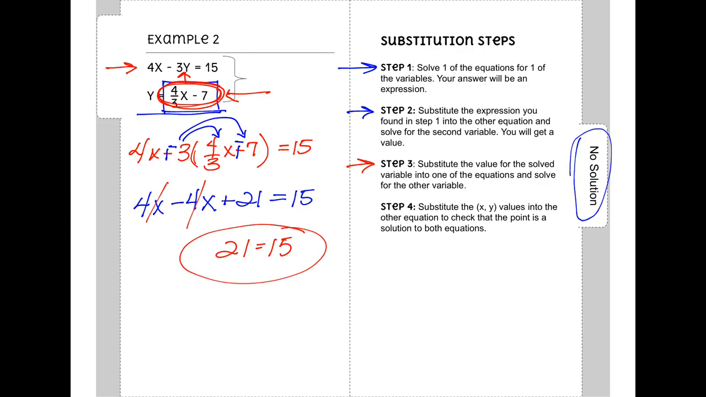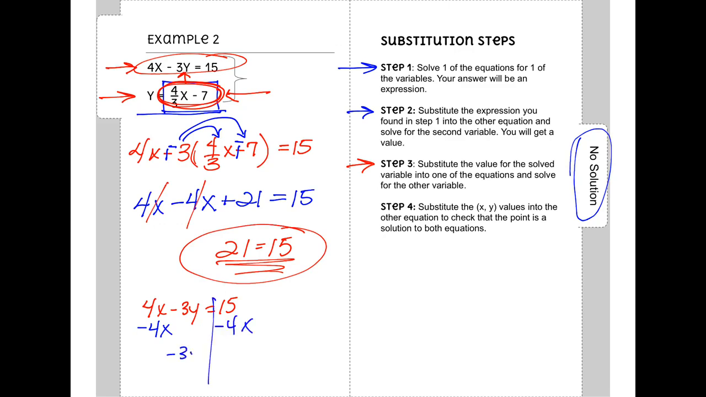So how can we double check that in fact we have no solution? Let's see if these lines are actually parallel. This one, the second one, is already in slope-intercept form, so I can see it has a slope of 4/3. Let's take the second one and put it in slope-intercept form and see if these are parallel lines. So 4x minus 3y equals 15. I'm going to solve for y, so I have to subtract 4x from both sides of this equation.